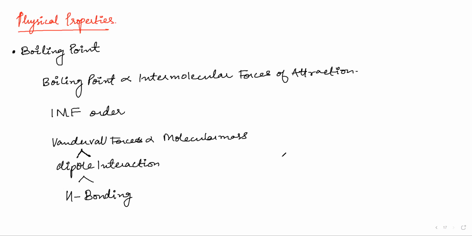So let us do this with an example, then we will do some more. For example, the question is: pentan-1-ol, then you have normal butane, then you have pentanal, then you have ethoxy ethane.